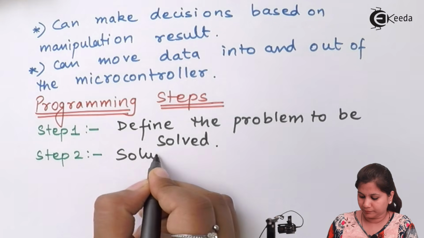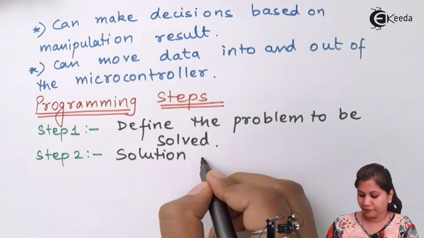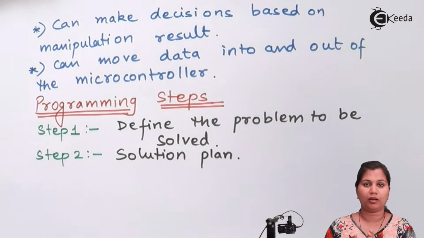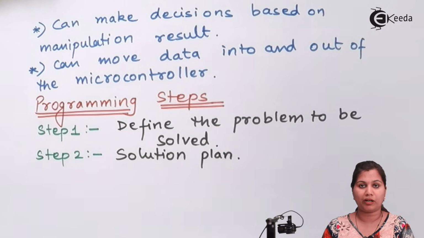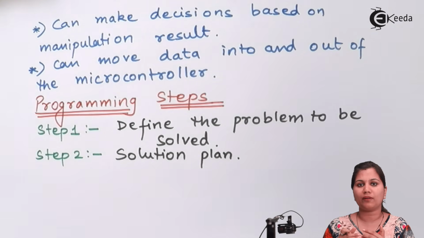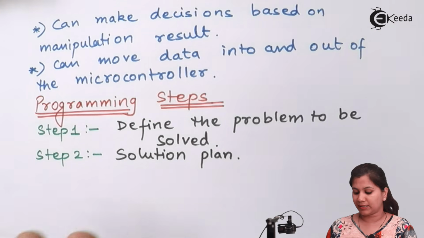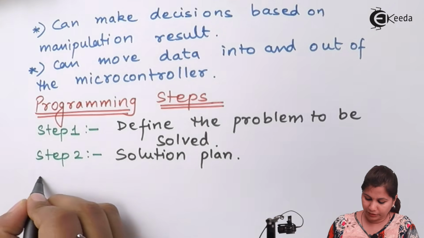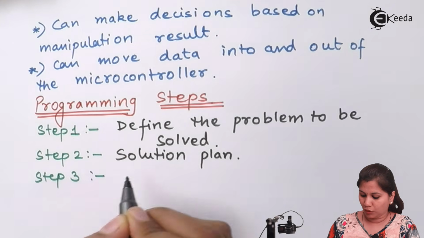solution plan. In the first step, we know what the problem is, what task is to be performed by the microcontroller. Everything is in front of us. Now how we are going to solve that problem, that comes in step number 2. Then step number 3, flowchart.